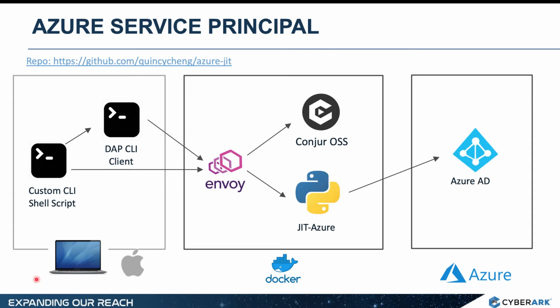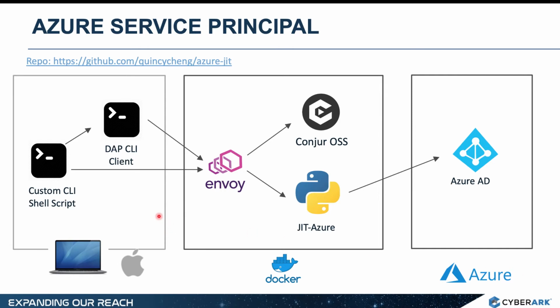So in this demonstration, we have three environments. On the left, we have the client, who may be a developer or operator using a laptop, and in this example we are using a MacBook. And we have a server environment which is containerized. It could be Docker, it could be Kubernetes, it could be OpenShift. And of course, we will have an Azure instance running on Azure as a public cloud environment.